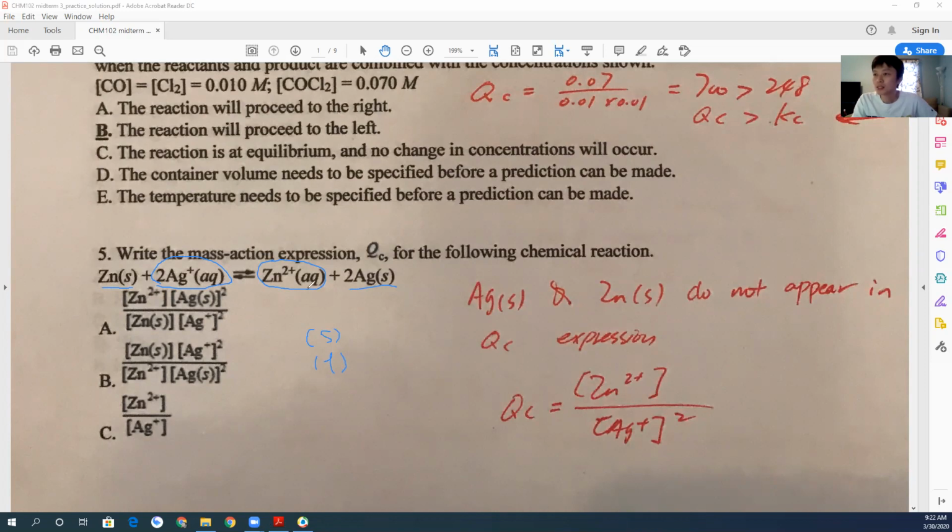On the product side, we have zinc. The coefficient is 1, so there's no exponent. But for silver, because there is a coefficient of 2, that 2 becomes the exponent, so it's silver squared. So this will be the expression for Qc, and that will be choice E.